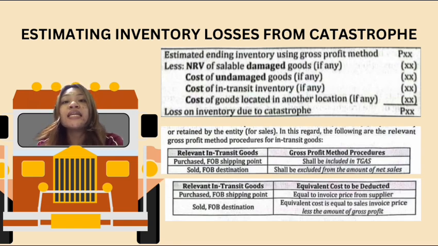So in determining the inventory loss, it is one of the following. If the relevant in-transit goods are purchased FOB shipping point, the equivalent cost to be deducted is equal to the invoice price from the supplier. And if the relevant in-transit goods are sold FOB destination, the equivalent cost equals the sales invoice price less the amount of gross profit.